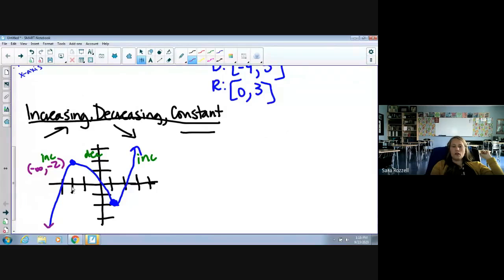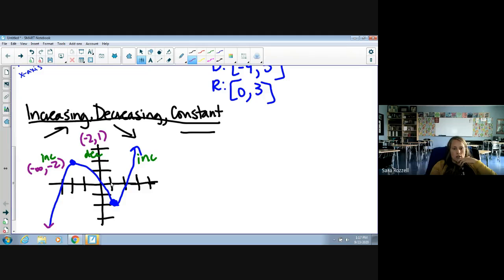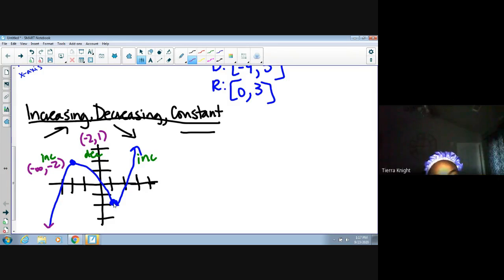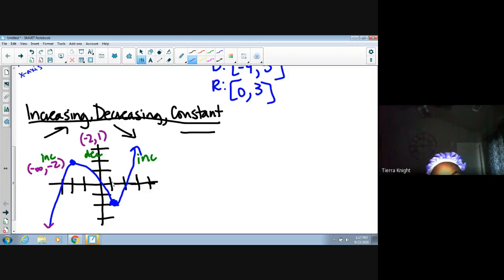Okay. Between which two numbers are we decreasing? From -2 until we get to 1. So our decreasing interval is from -2 until we get to 1. Okay, so how is that 1? Right here, this x value is 1. This is where we stop going down and we switch to go back up. You're looking at the x values.